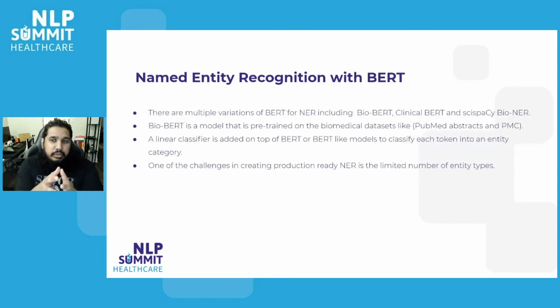So how do you use BERT for named entity recognition? There are multiple variations of BERT for named entity recognition, including BioBERT, clinical BERT, SpaCy, and BioNER. Most of these are just variations of BERT trained on different datasets. For example, clinical BERT uses text from all note types and discharge summaries. So depending on your use case and data available to you, you can build a custom BERT or use a pre-trained one.